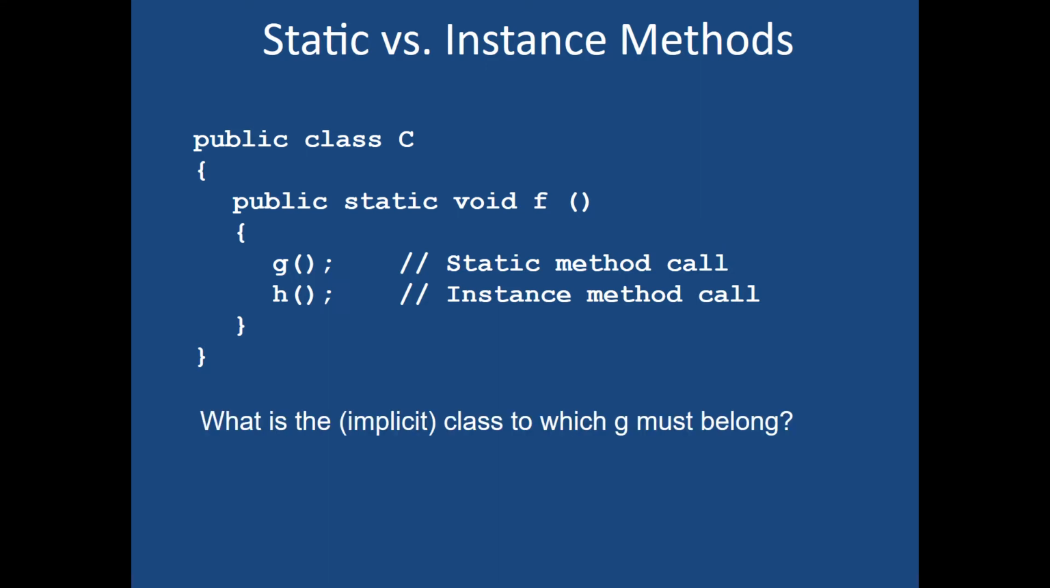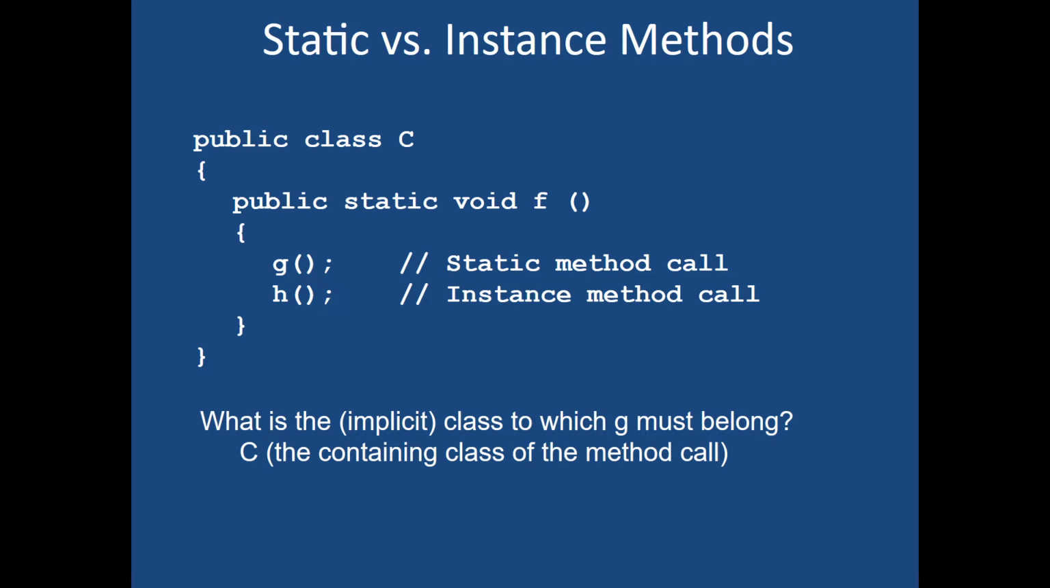So typically you say class.g to call a static method. What happens when you leave the class off? You just say G. Where is Java going to look to find G? Yeah, it's going to look in class C. So whatever class the method call appears in, if you don't say to look in some other class, it's going to look in class C. So in this case, there's an implicit class.